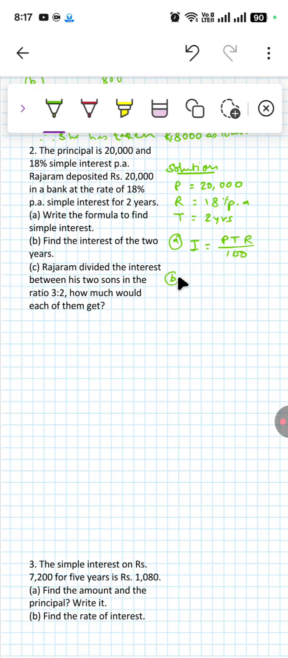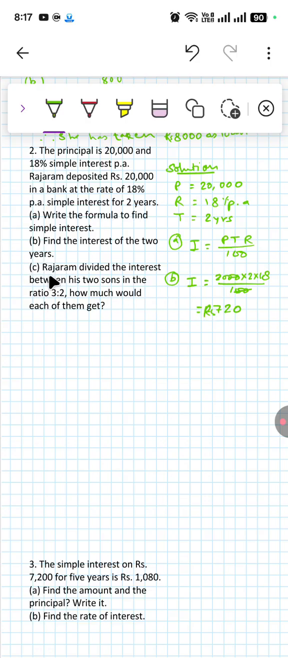Question number B, find the interest of the 2 years. So let us find it out. Interest is equal to principal, that is 20,000, time 2 years, and the rate 18% per annum, whole upon 100. Two zeros in the numerator and denominator will be reduced. Now let us multiply 18 by 2, 36, 36 by 20, 720 rupees. 720 rupees is the simple interest.